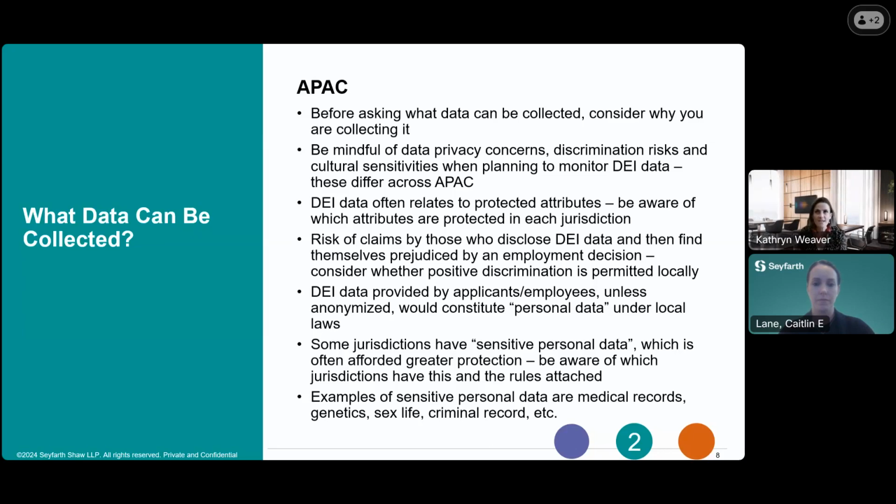Now, given that Asia Pacific is still at the early stage of its DEI journey, most of the monitoring, in my experience, focuses on some very simple data points, so gender and race. They seem to be the ones that Asia Pacific are the most comfortable with. Monitoring attributes outside of gender and race is less common, usually because it seems to be either unnecessary or too difficult or controversial. And that's not to say it's not happening.